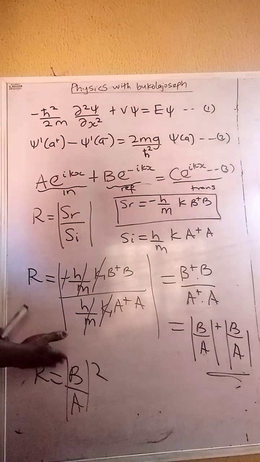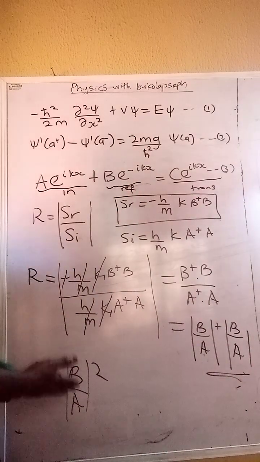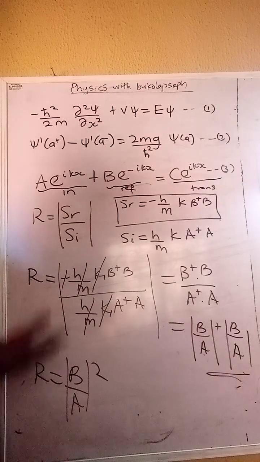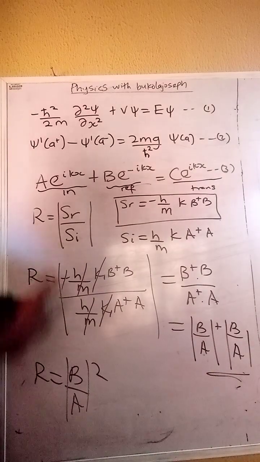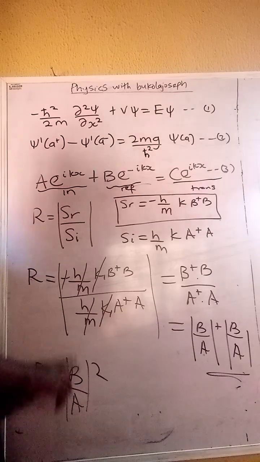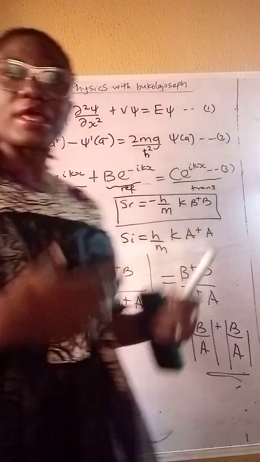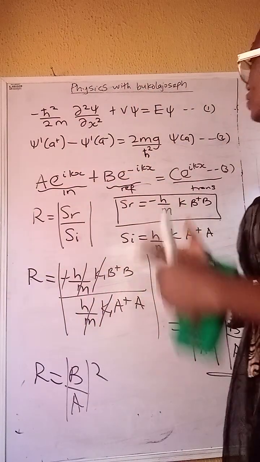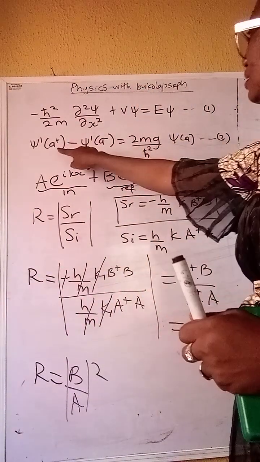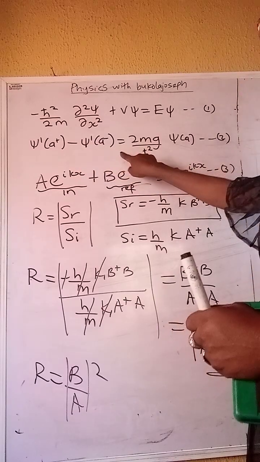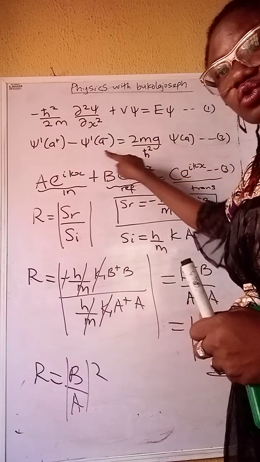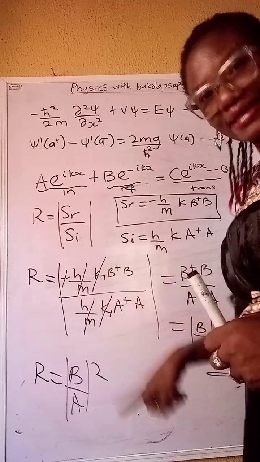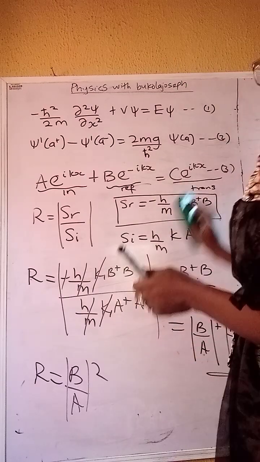But we can't stop here, we need to find this constant. B and A is a constant, we need to find this constant. And how do we find this constant? To find this constant, we are going to be using the continuity condition we found on psi prime. That is what we are going to be using to find the constants B and A. Okay, let's do this.